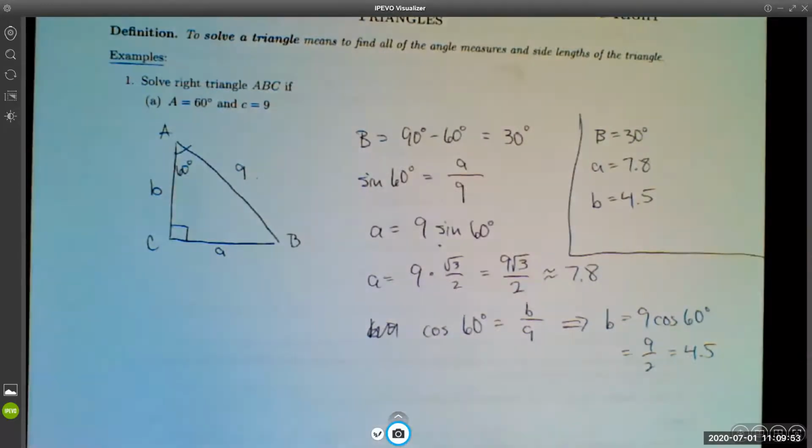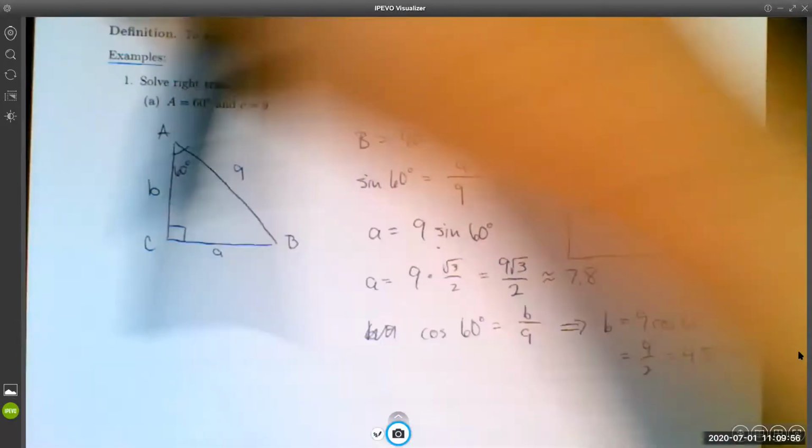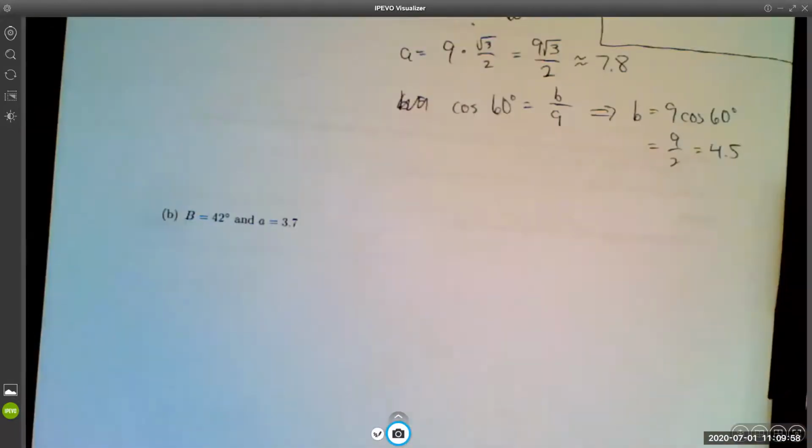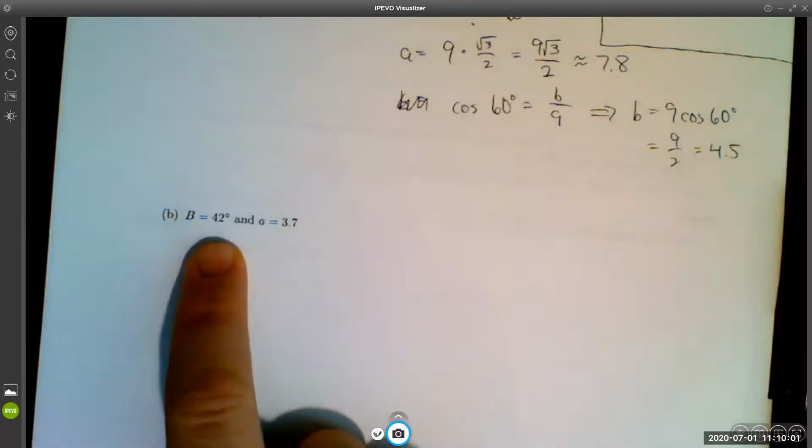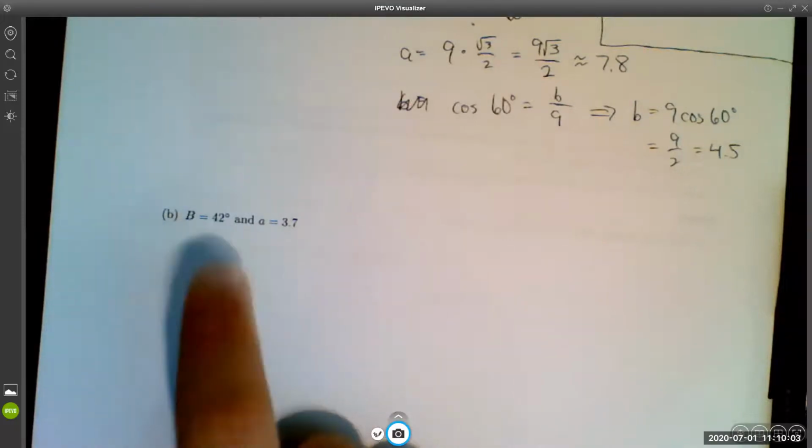So that's that. See if you can do part B on your own. I'll let you work on it. Go ahead and give me a decimal approximation. Round to 2 decimal places, okay?